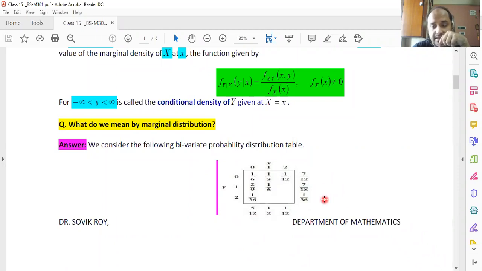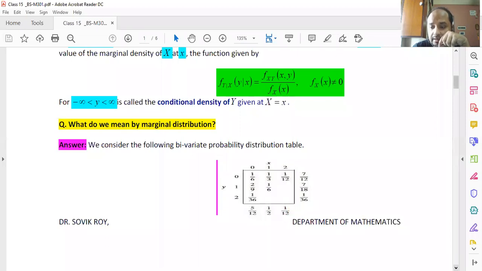What are these? You can check by yourself. If you take the sum total of these numbers, 1/6 plus 1/3 plus 1/12, that will lead you to 7/12. If you add the numbers 2/9 plus 1/6, that will add to 7/18. And since only one probability is there, 1/36, that will lead to 1/36. So these are the sum totals of the rows. Similarly, 5/12, 1/2 and 1/12 are the sum totals of the columns.